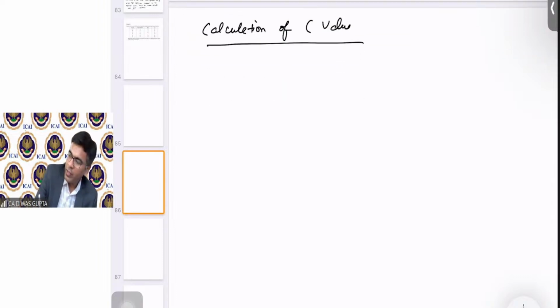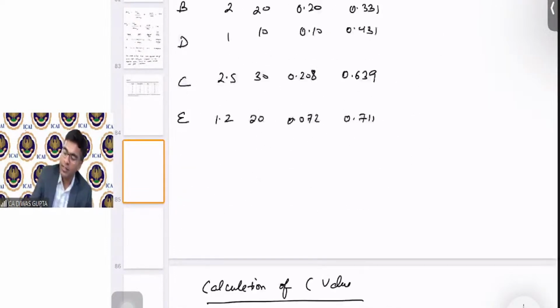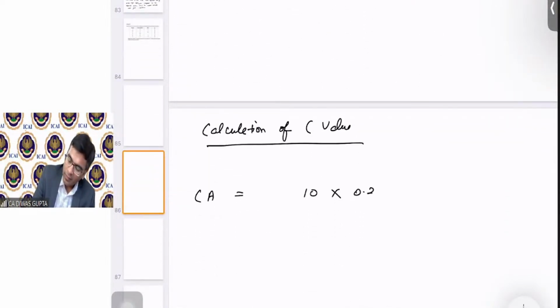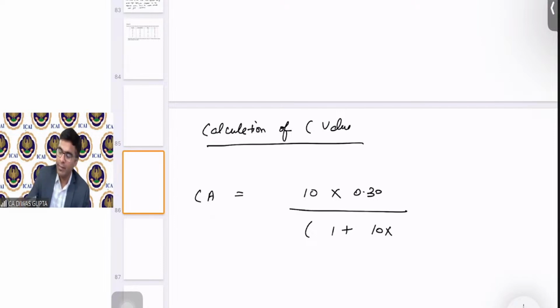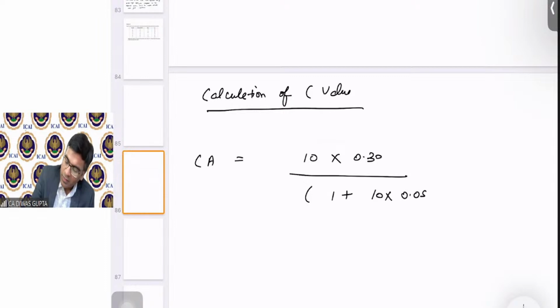Okay. So the C value for A will be calculated as 10 into the cumulative value of the first table, which is 0.30, divided by 1 plus 10 into the cumulative value of the second table for A, which is 0.056. So this becomes 1.923.